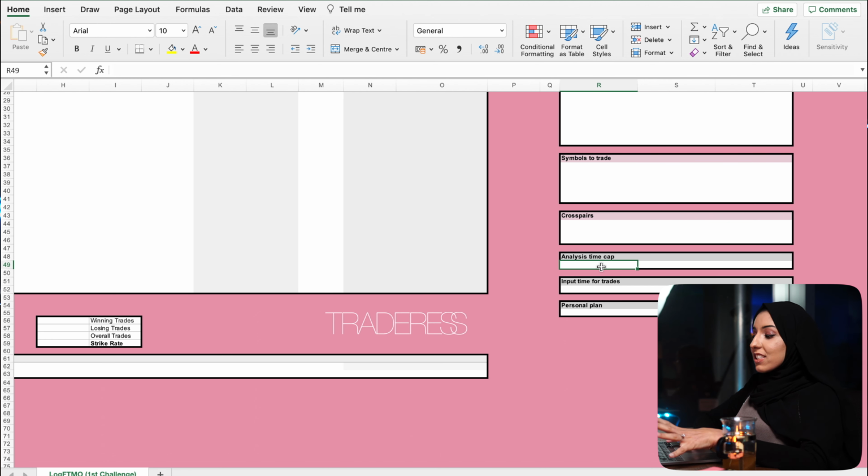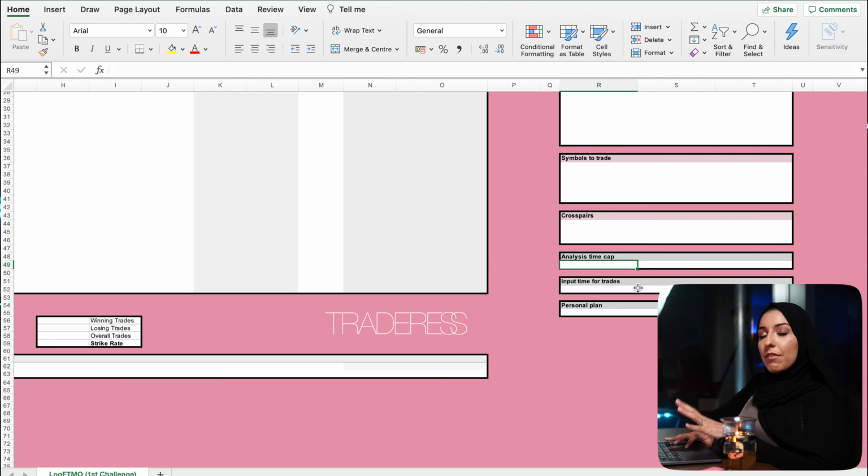In this next section, you have analysis time cap and input time for trades. The reason that they're two different sections is because I want to evaluate and see how much time I am actually putting into my analysis. So if you're doing your analysis on the weekend, calculate how many hours you put in, and then if you're doing more analysis throughout the week, at the end of each day, for example, to reevaluate the markets, calculate those hours to see how much time you have actually inputted to doing analysis in the markets.